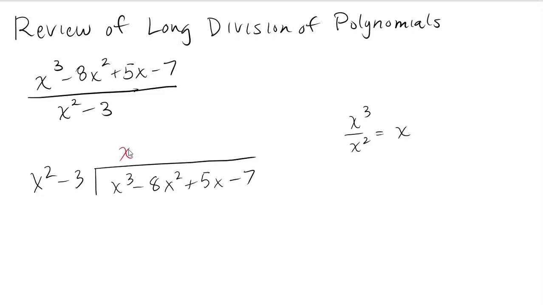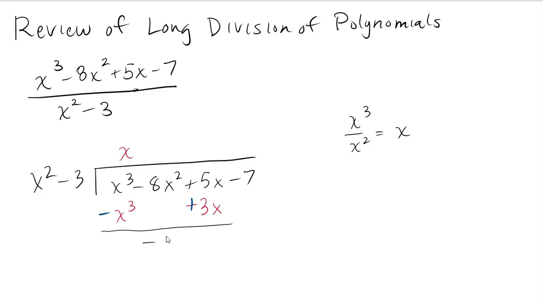I multiply down. 3 times negative x is negative 3x, and make sure you line that up under the x term because those are the like terms. X times x squared is x cubed. I switch the signs, which is going to make that first term cancel away. We're switching the signs because we're subtracting, just like you would do with integers. X cubed minus x cubed cancels.